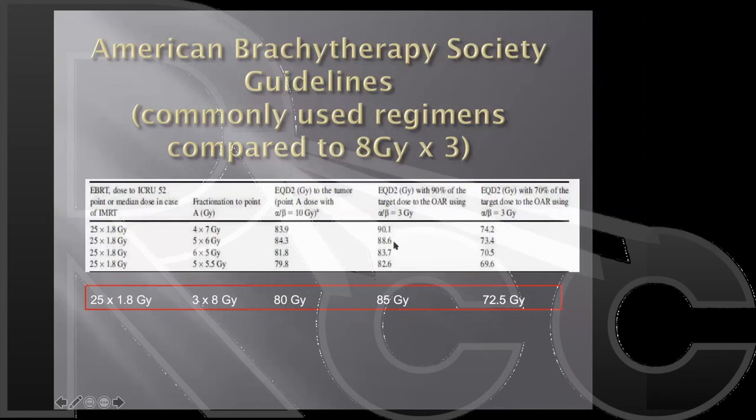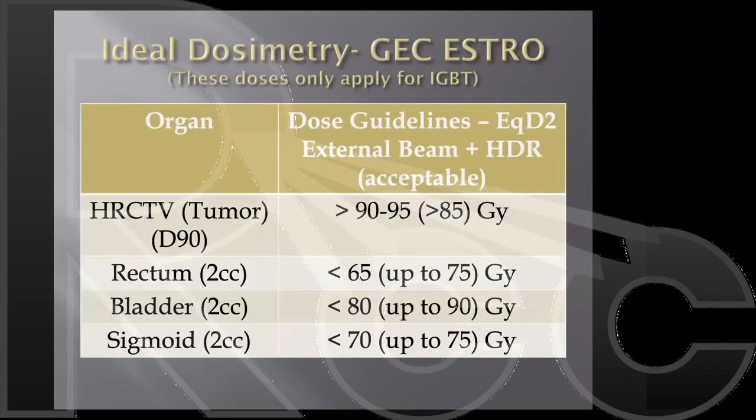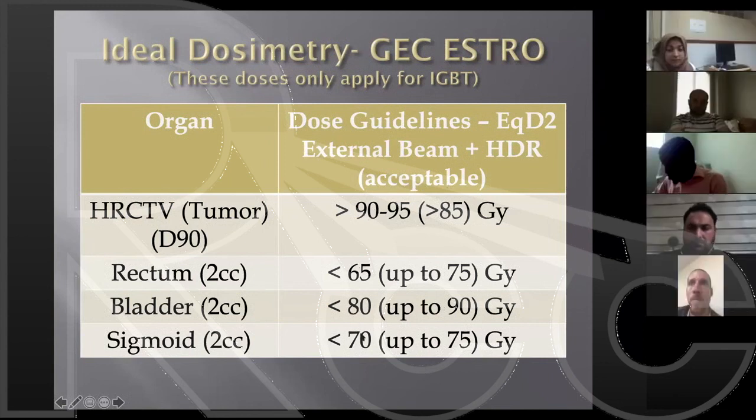Your limitations for your ICRU bladder point are here. Your limitation should be about 85 gray if you're giving 8 gray times 3. And this is the limitation for rectal dose, 72.5 gray. Compare that to GEC-ESTRO guidelines, which you can see are only applied for image-guided brachytherapy when you're doing 3D dosimetry. They say that your high-risk CTV, as defined by your D90 to your CTV, should be greater than 90 to 95 gray, but acceptable is greater than 85 gray. So in parentheses, these are acceptable, but the first numbers are desirable.